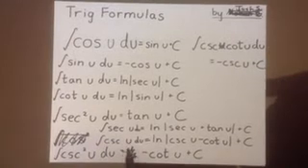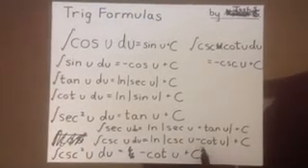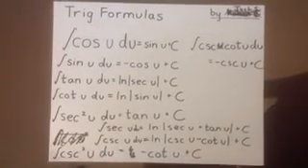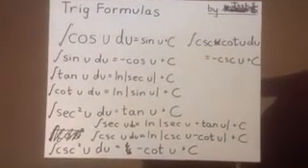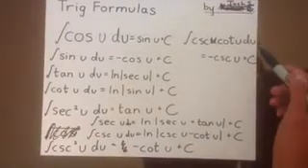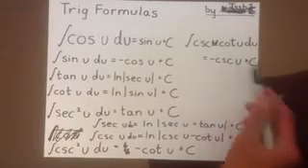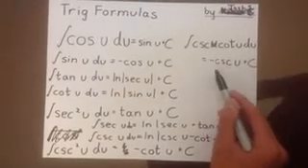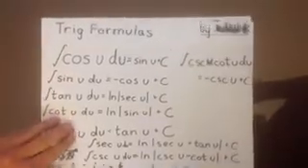Integral of cosecant u du equals natural log cosecant u minus cotangent u plus c. The integral of cosecant squared u du equals negative cotangent u plus c. And then finally, we have the integral of cosecant u cotangent u du, which is negative cosecant u plus c. So to wrap up this section, let's do one final example.